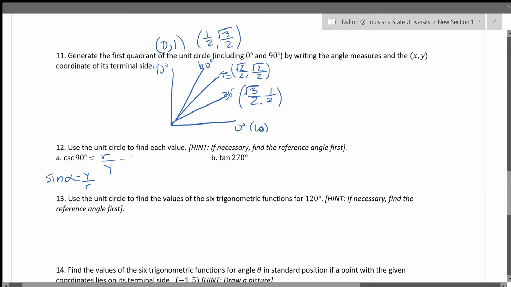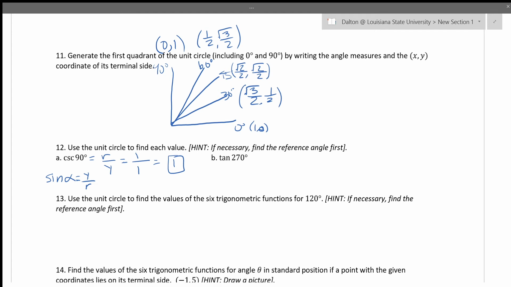Well, again, we're in the unit circle, so we just need to figure out what this ratio is. In the unit circle, the radius is 1, and the y value at the 90-degree angle, so go ahead and refer to your unit circle number 11, the y value at 90 degrees is 1. And then if you simplify 1 over 1, you just get 1. So the cosecant of 90 degrees is 1. For part B, the tangent of 270 degrees.